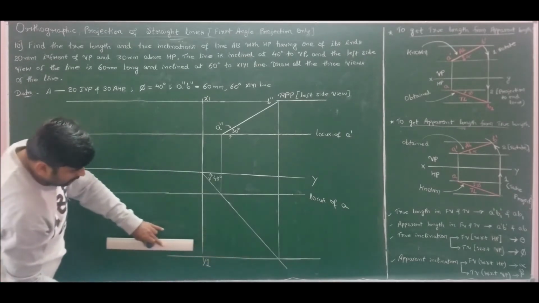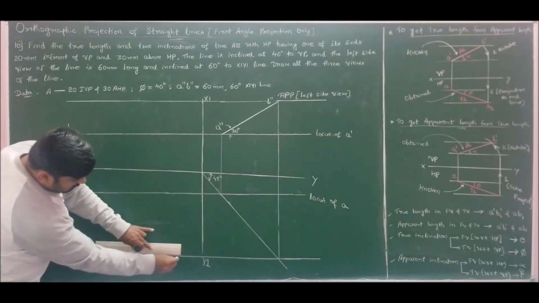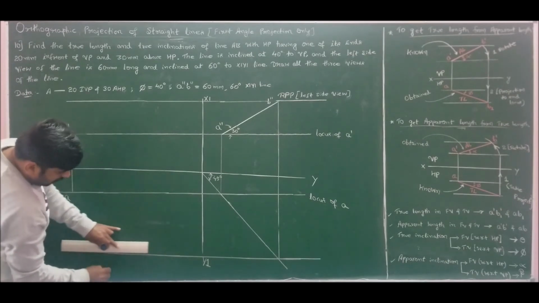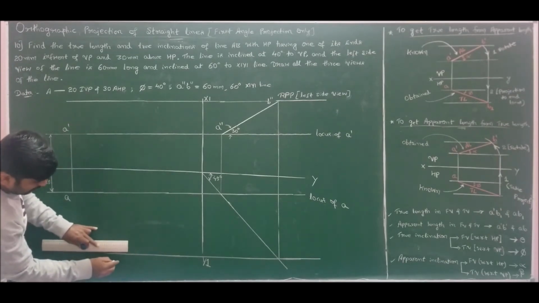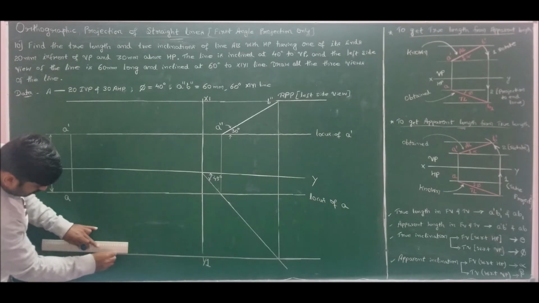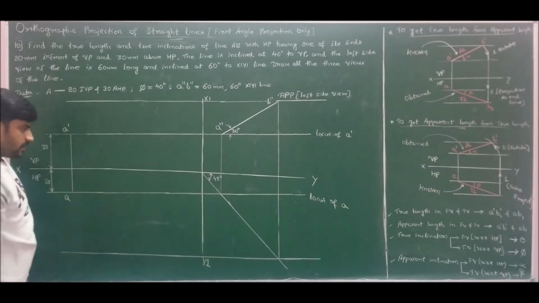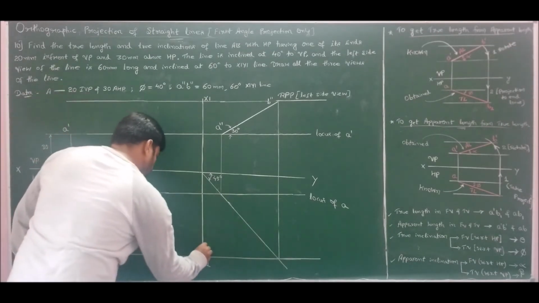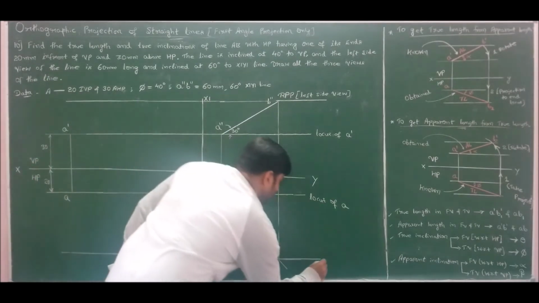So to solve this problem, clear-cut knowledge of orthographic projection of points is the prerequisite. So we have found out the locus of B.